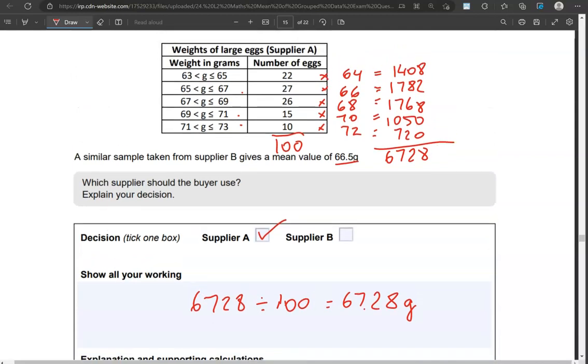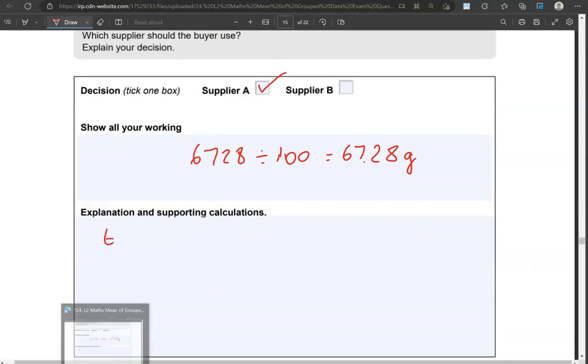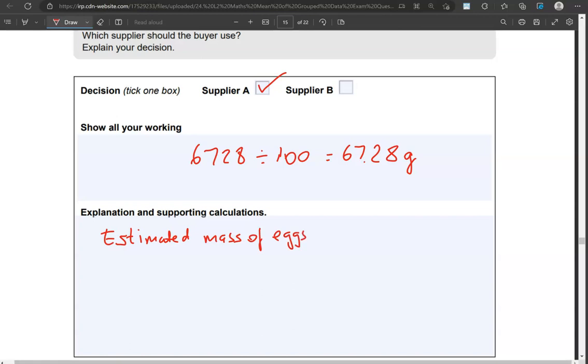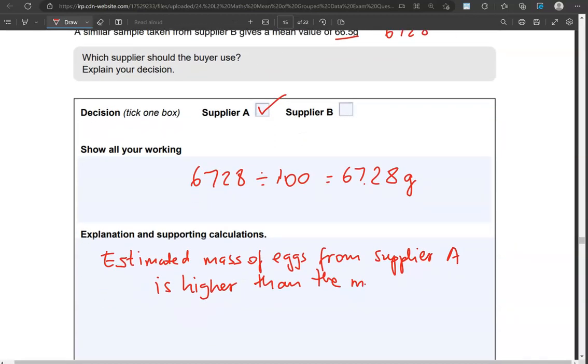So we're going to say that the estimated mass of eggs from supplier A is higher than the mean mass from supplier B.